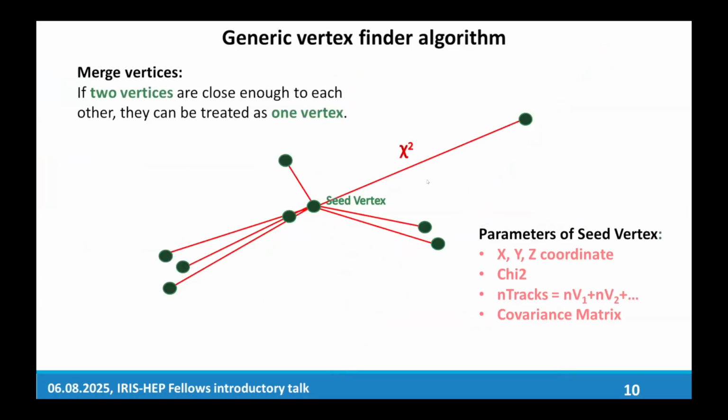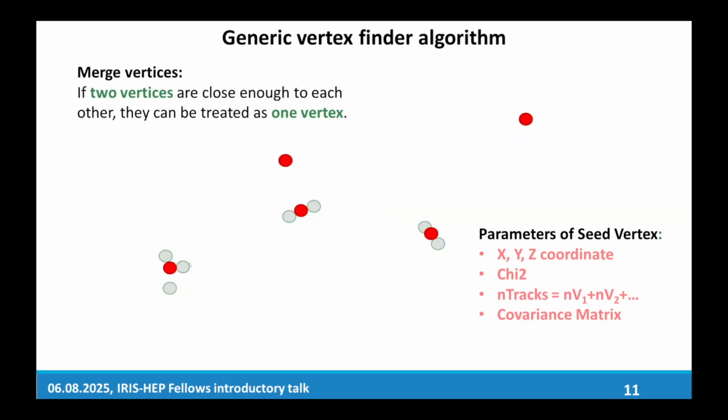And after that, we have a set with a large number of vertices. There we can see a group of vertices which is close enough that we can treat them like one vertex. So we need to merge these vertices in the merge stage. And after that, we have a set of these GDVs.